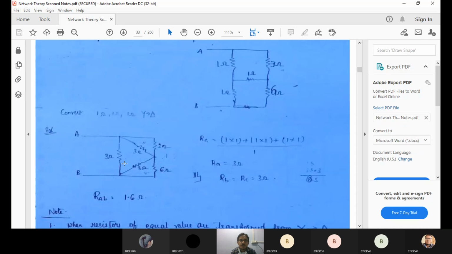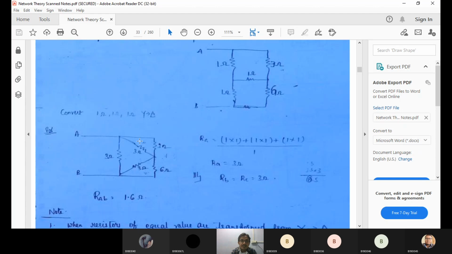So you just look at this circuit. Instead of having 1 ohm, 1 ohm, 1 ohm connected in star, we are having 3 ohms, 3 ohms, 3 ohms connected in delta. Here, are these 3 ohms and 3 ohms connected in series or in parallel? Of course, they are connected between the same pair of terminals. So these two resistors are connected in parallel.